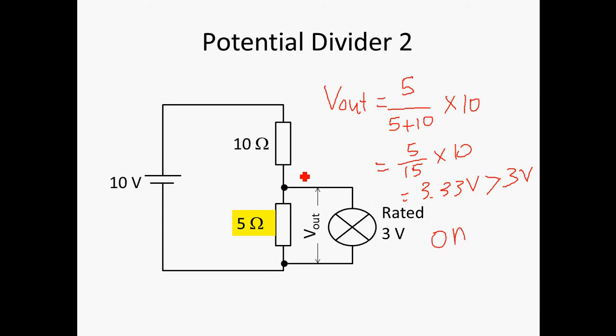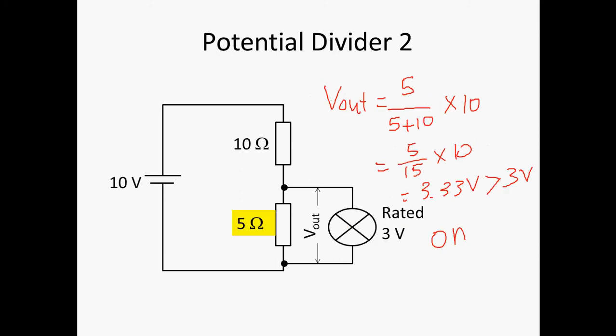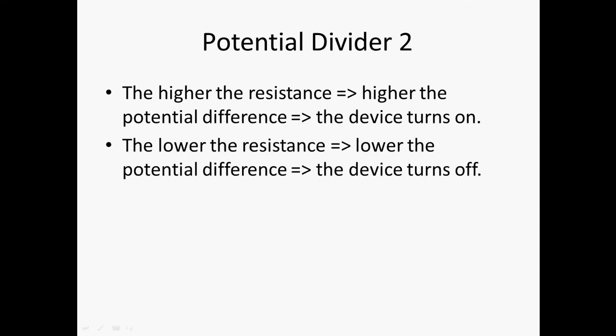So if you can find a device here that can change its resistance, you can actually turn it on or off, depending on the resistance of the resistor here. And you can turn on and off a device that's connected to it, right? So just a simple summary: the higher the resistance, the higher the potential difference, and hence the device will turn on. Conversely speaking, the lower the resistance, the lower the potential difference, and the device will turn off.